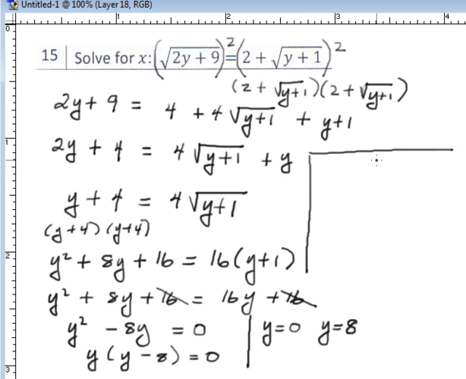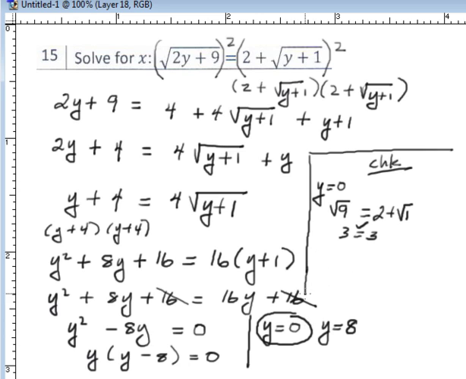So let's do our check. Let's start with y equals 0. Into the original, put y equal to 0 here. We have the square root of 9 on the left side. And here in the original, 2 plus the square root of 1. And that's 3 is equal to 3. So this is a valid solution, y equals 0.